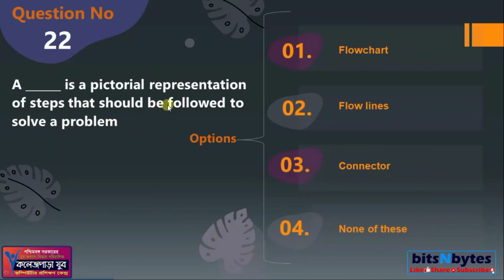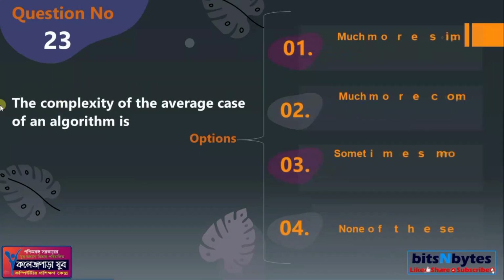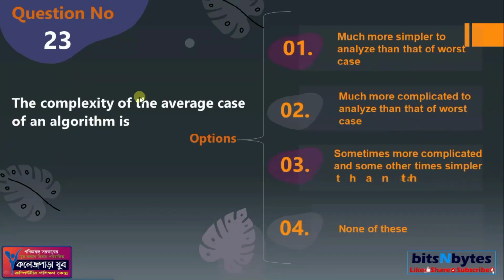Question 22. A dash is a pictorial representation of steps that should be followed to solve a problem. 1. Flowchart, 2. Flow lines, 3. Connector, 4. None of these. Answer: flowchart.